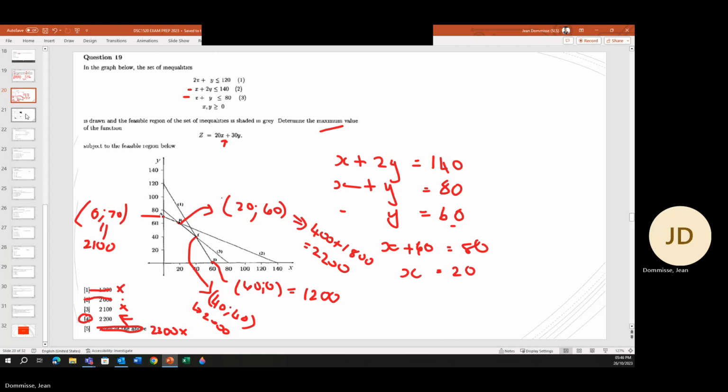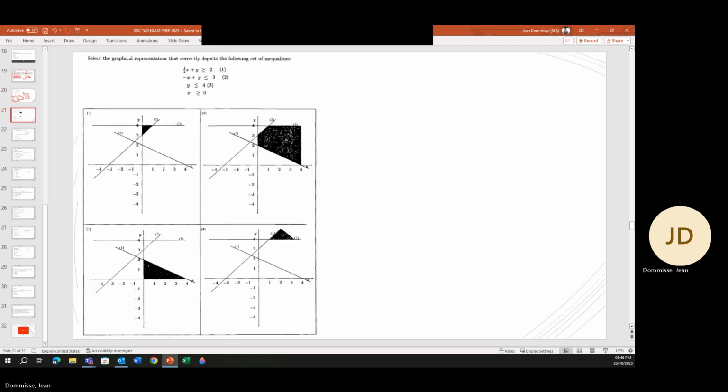Okay, so the next one. So here we get 4 sets of possible graphical representations of the data set. So what I normally do is I will check the easiest ones first. So x must be bigger or equal to 0. So we know that in all of them, it should be in this quadrant 1. Okay, so it seems like all of them with that is fine.